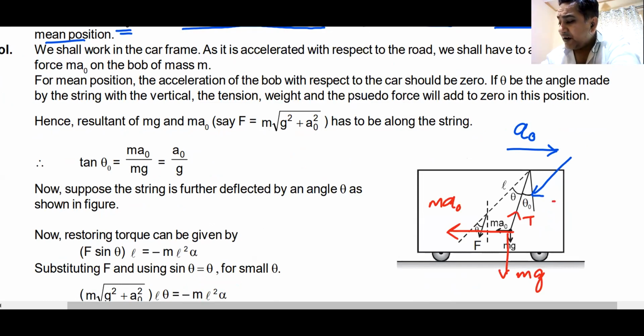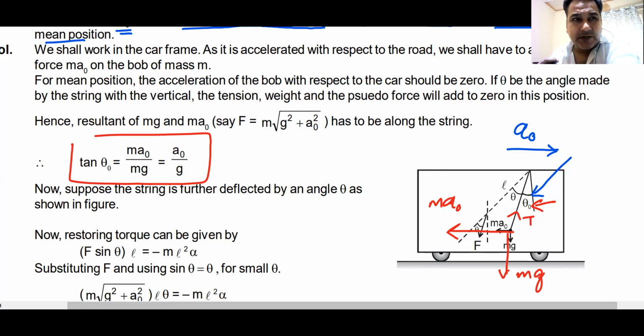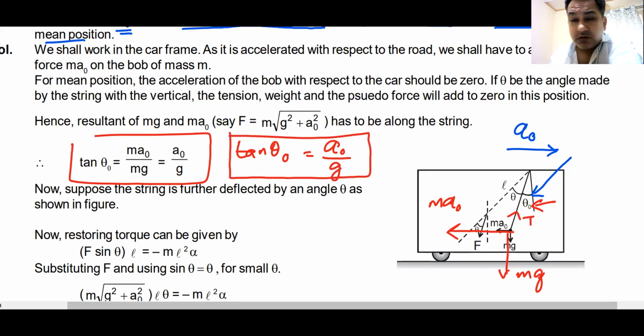You can very well find the value of this theta naught from Lami's theorem or anything. These three forces are in equilibrium. T sin theta naught will become equal to m a naught, and T cos theta naught will become equal to mg. So you divide those things, and you will get tan of theta naught, which is the new equilibrium position, will be a naught by g. Do we understand this? This is the new equilibrium position.